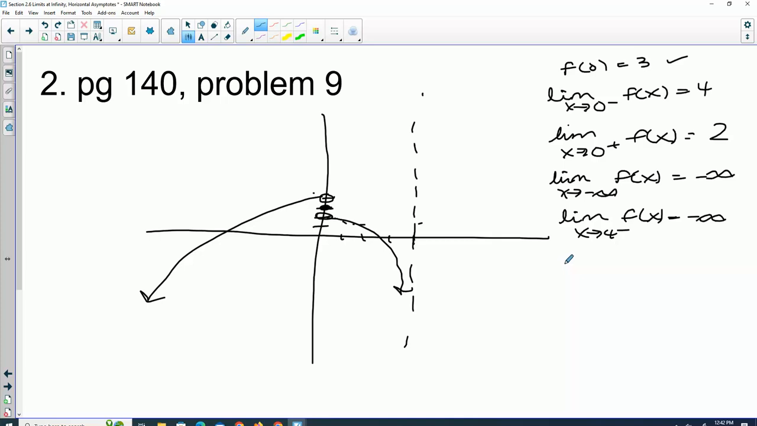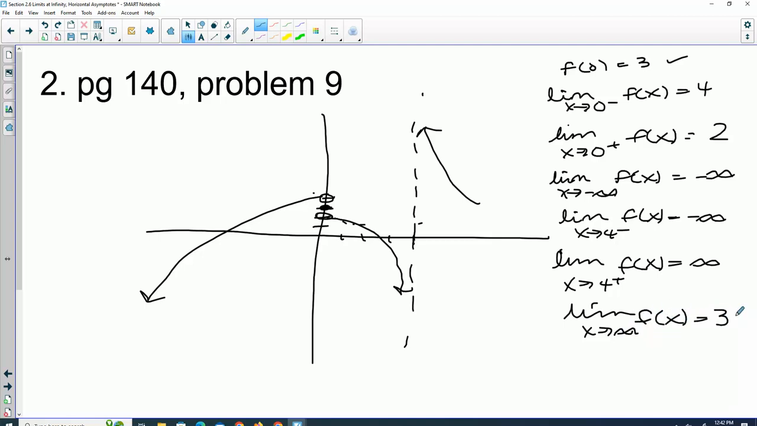Okay, the next limit as we approach 4 from the right is positive infinity. So as I'm coming in from this way, it's going up forever. Okay, and the last requirement, limit as we approach positive infinity, is 3. What's that? A horizontal asymptote.